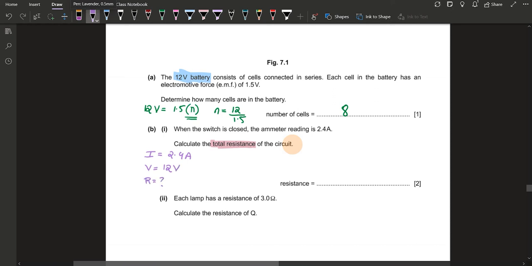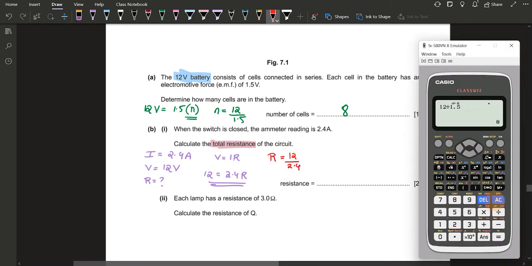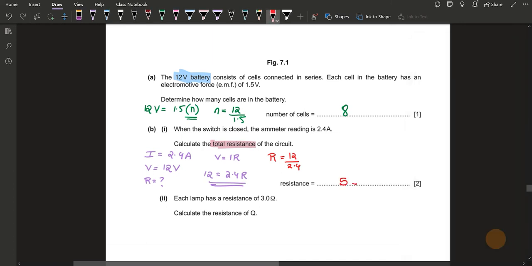So the only formula which relates with this is V equals IR, and we have V, which is 12, and I is 2.4, so we can find out R by rearranging our formula. So we get our answer as 12 divided by 2.4, which is gonna be 5. So we have 5, and don't forget to add the units, which is going to be ohms.